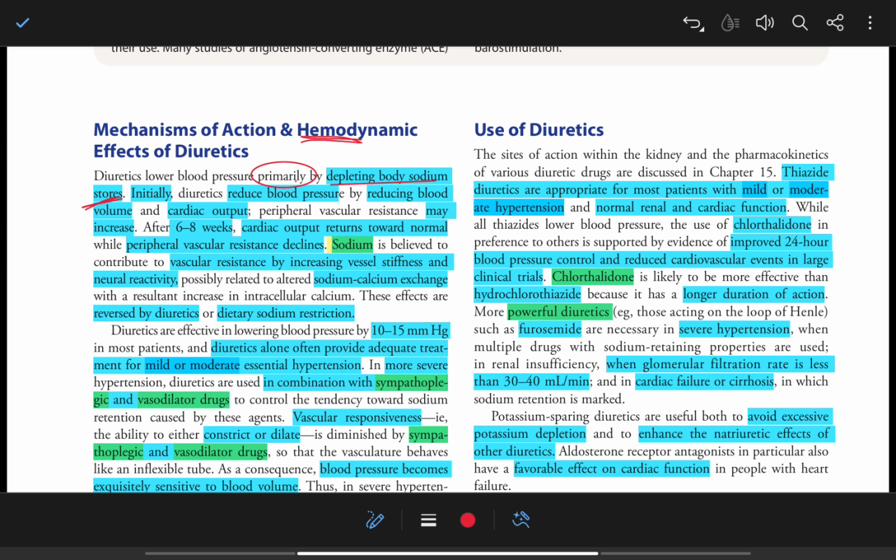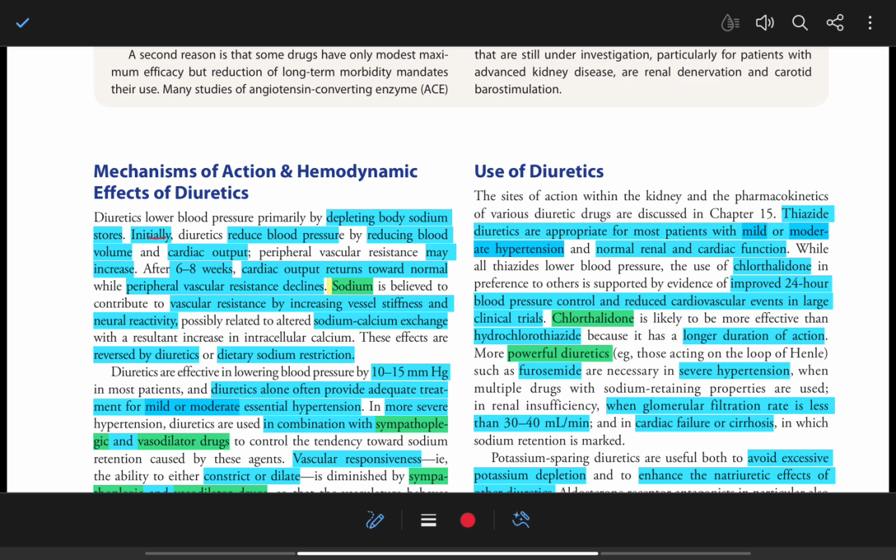So initially, when you give diuretics, they will reduce the blood pressure by reducing blood volume and cardiac output. That's what they will do initially. Then also during this initial period, your peripheral vascular resistance might increase. That is because of the compensatory mechanism, because the body will see that you are reducing your cardiac output, so the body will fight back by increasing peripheral resistance. That's what will happen initially.